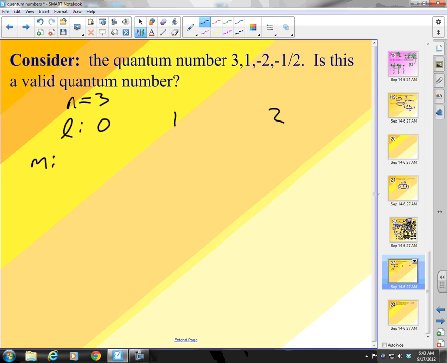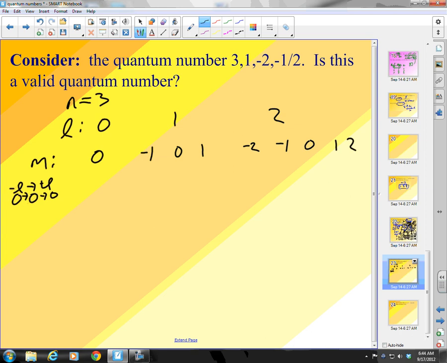Well, when l is 0, we said m is equal to what? Negative l to positive l including 0. Well, that's 0 to 0 including 0. That means it's 0. What are my values for l equals 1? Negative 1, 0, 1. What are my values for l equals 2? Negative 2, negative 1, 0, 1, 2.